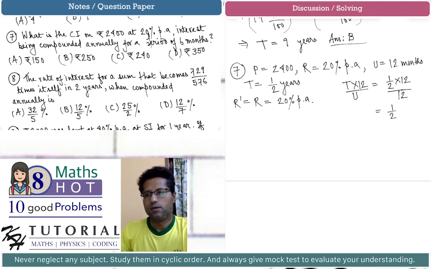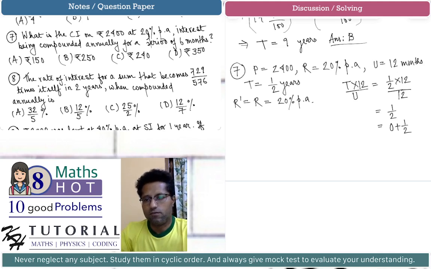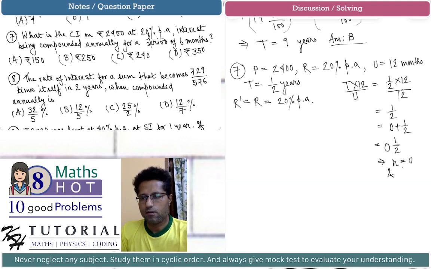Now half is equal to 0 plus half. So this means it is 0 as a mixed fraction and half. So this implies that n will be equal to 0. We use the value of small n and the fraction a by b. So in this case, we have a by b is equal to half.